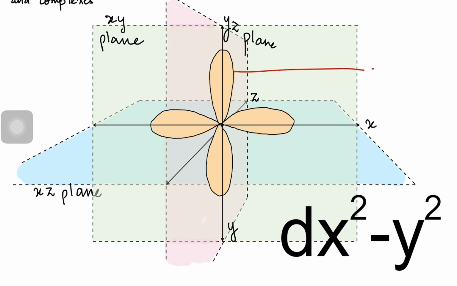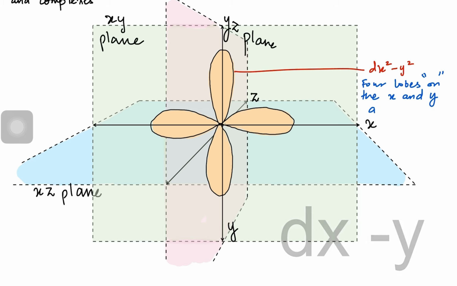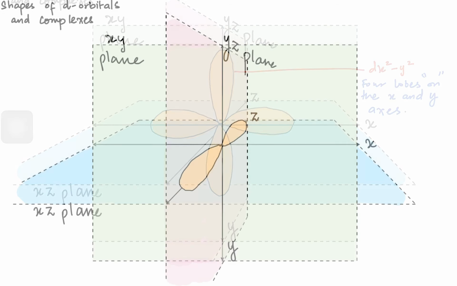Now you can see the 3D x square y square. The way we write it is x square hyphen y square. It also has 4 lobes, but these are present on the axis, not between. It is present on the X and Y axis. It is not present between the axes.